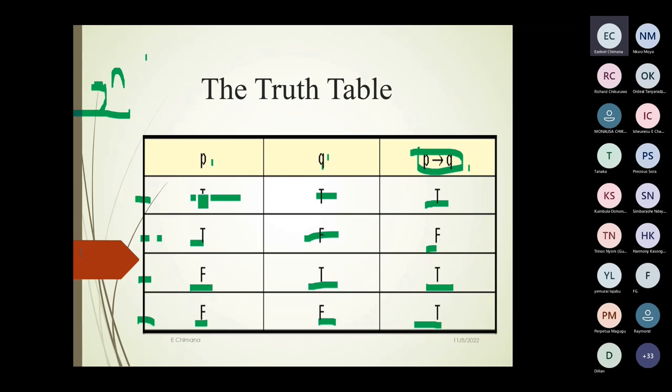You'll be saying P implies Q, which will be true implies true, which is true. True implies false, which will be false. False implies true, which will be true. False implies false, which will also be true.